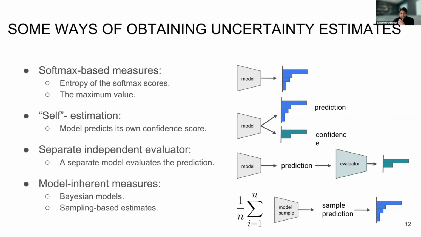So there are a few different ways in which we can generate uncertainty estimates from these generative models. The first one would be based on softmax-based measures, where we have access to the model's last layer, and we can extract the softmax scores and determine the uncertainties based on that. The second method is self-estimation, where the model makes its prediction and also self-evaluates, producing a confidence score on its prediction.